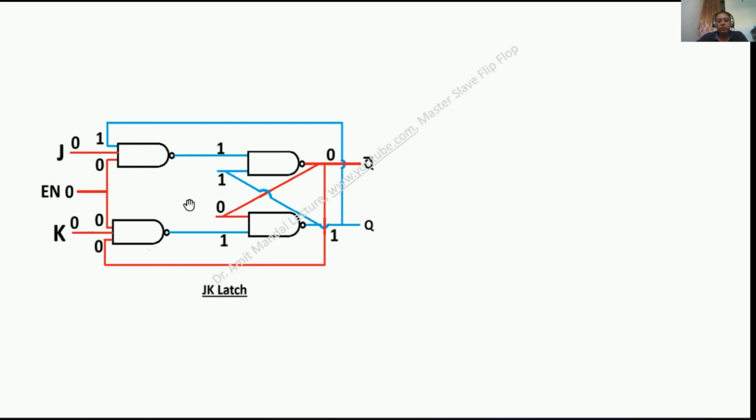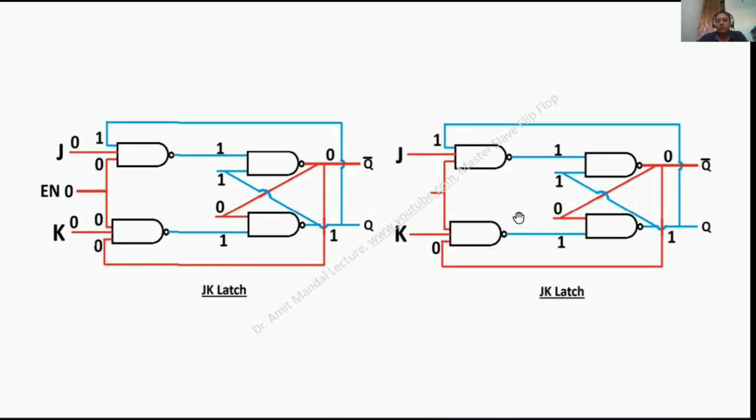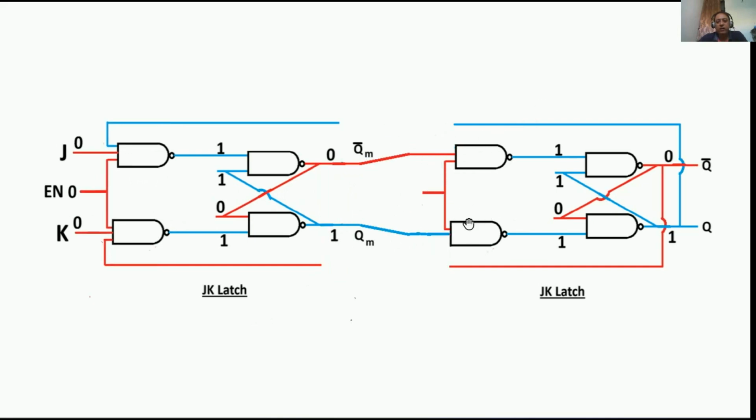Now take one more JK latch like this: one JK latch and one more JK latch. Now remove the feedback of the left hand side JK latch. So this blue line we can cut, as well as this red line. The feedback of the right hand side JK latch you can also remove from the input side, so you have to trim from here and from here. The output of the left hand side JK latch is connected to the input of the right hand side JK latch like this. The feedbacks are removed and then connected.